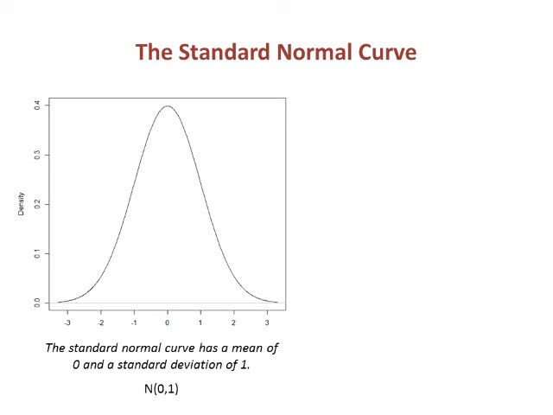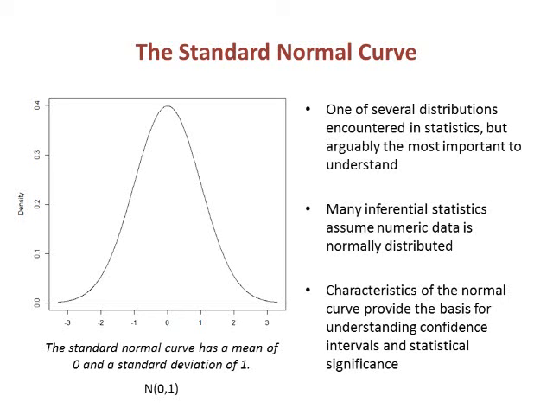All normal curves are a variation of the standard normal curve, which has a mean of 0 and a standard deviation of 1. This curve is often abbreviated using the capital letter N with a 0 followed by a 1 in parentheses, 0 for the mean and 1 for the standard deviation.